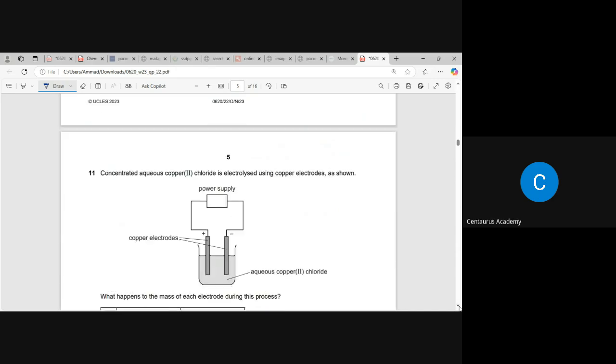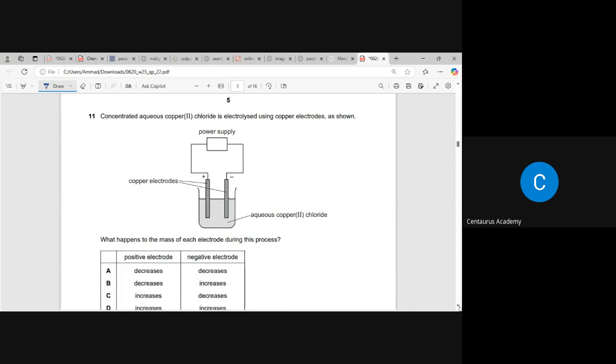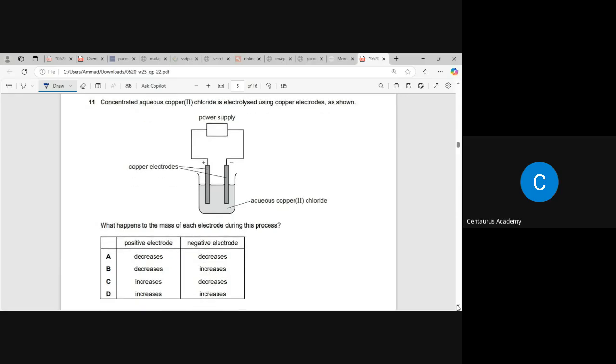The next question says concentrated aqueous copper(II) chloride is electrolyzed using copper electrodes as shown. What happens to the mass of each electrode during this process? If you remember, positive is the anode, so this is your anode. Just first mention which one's which. This is your cathode. Positive is anode, negative is cathode.